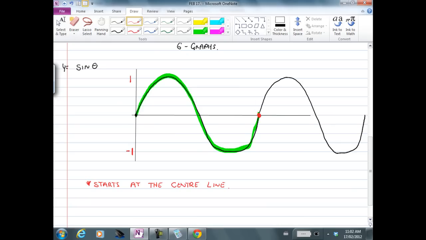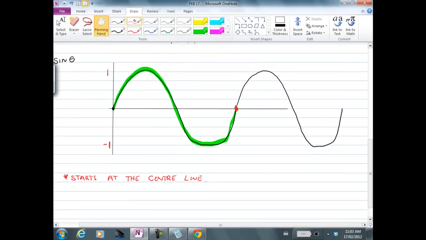This is called the ending point right here. Again, you've got to memorize these points. This is called 2 pi. That's all you really need to know, your start and your finish.